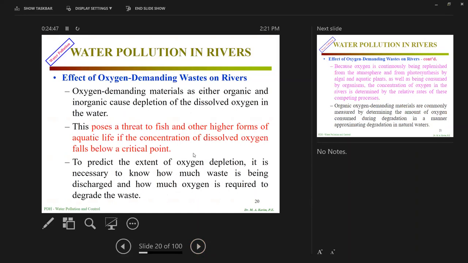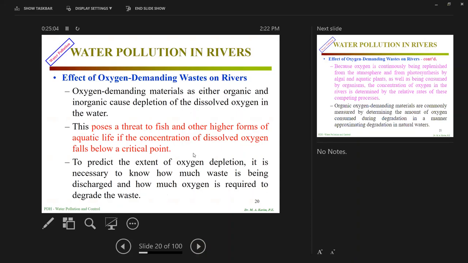Okay. So, effects of oxygen demanding waste on the river. Oxygen demanding materials are either organic or inorganic. As I said, mostly organic. Inorganic, there are very few that can do that, maybe just the nitrogen part of it. So they cause depletion of the dissolved oxygen in the water.